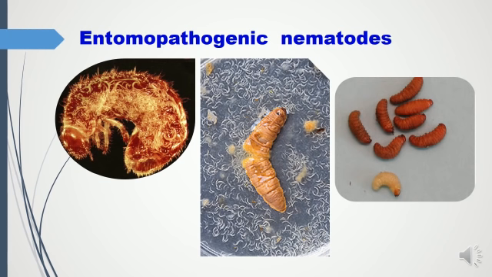These entomopathogenic nematodes have a symbiotic association with bacteria. Steinernema species has a symbiotic association with Xenorhabdus bacteria, while Heterorhabditis nematode has a symbiotic association with the bacteria Photorhabdus species. These bacteria play a key role in the management of the insects.